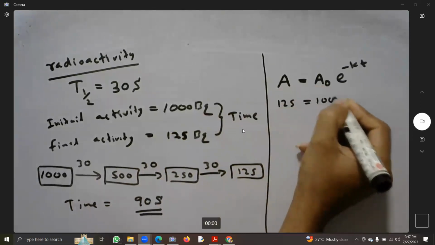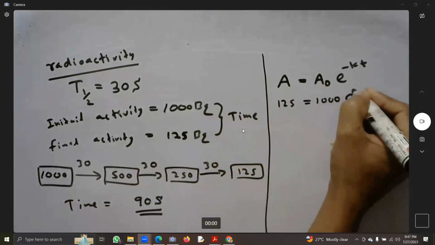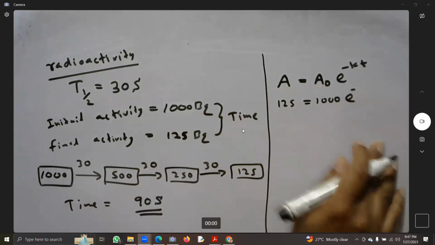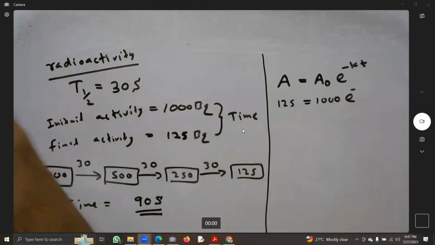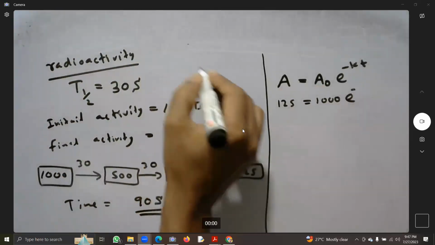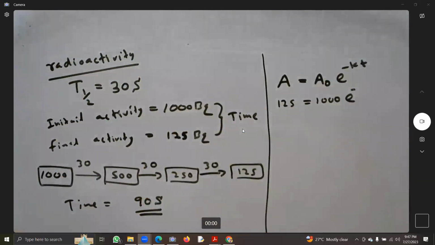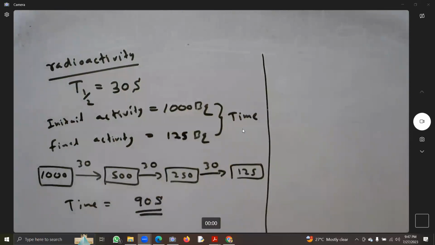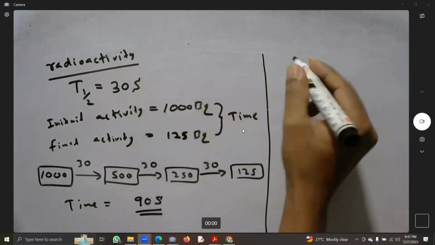Initial activity is 1000. So I get e to the power minus k t. I need the k value here. We'll find the k value for this one. The A level way is difficult to do this sum, but we'll do it and see. For a sum like this, the O level way is very easy. How do we find the k for this sum?